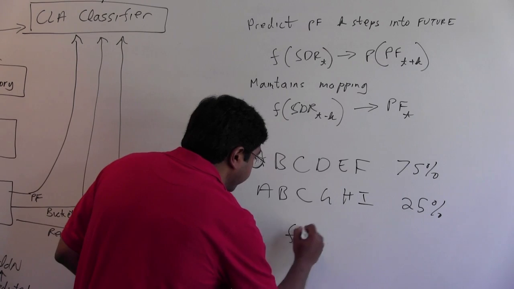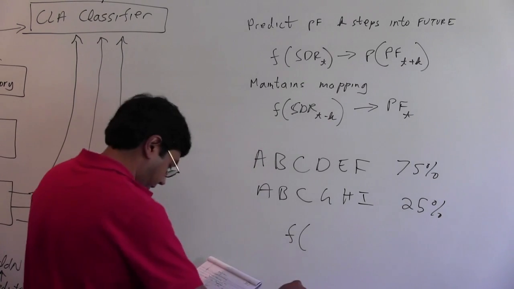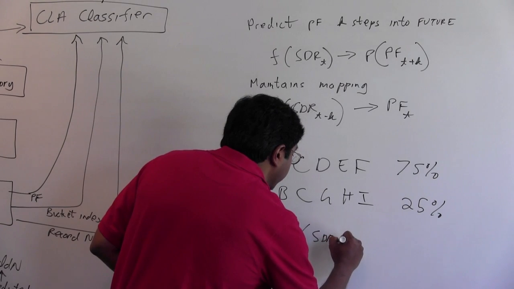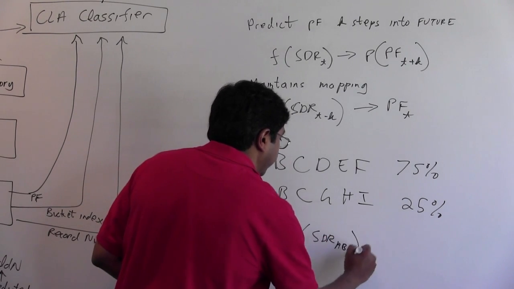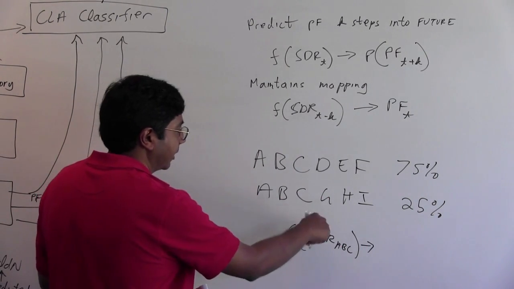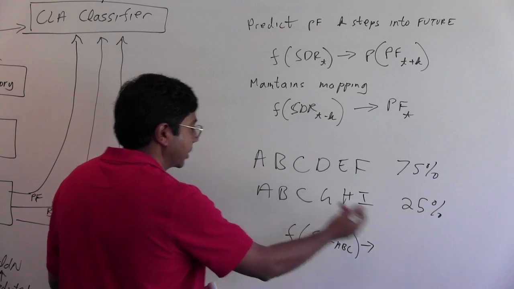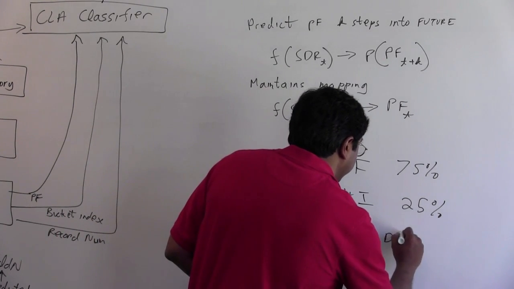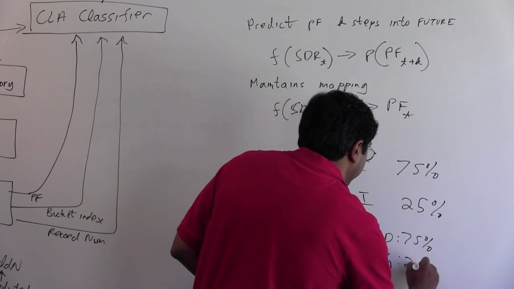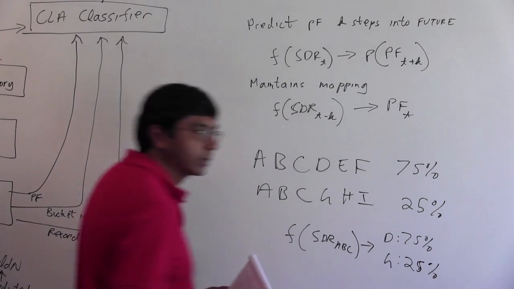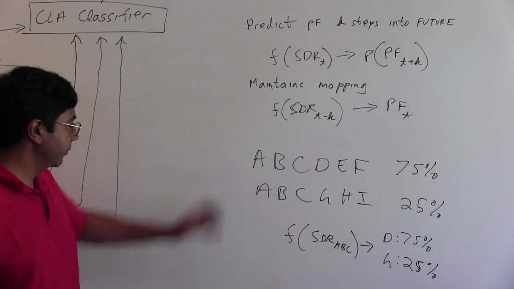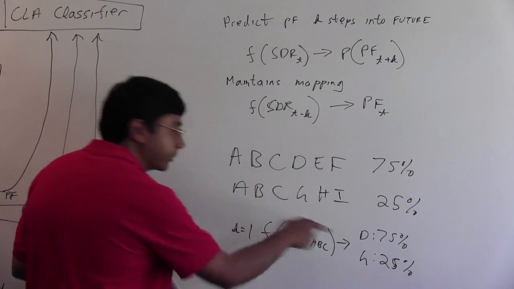Let's say you have the SDR for the sequence A, B, C. What it's going to output is, you've seen it up to that point, and we're trying to predict one step into the future. What it's going to say is that D has a probability of 75%, and G has a probability of 25%. So it's seen this multiple times. These are the statistics, and for k equals 1, that's what it's going to predict.